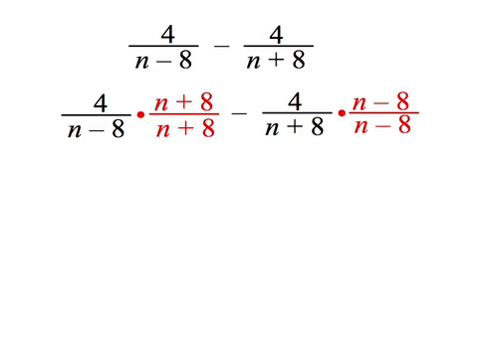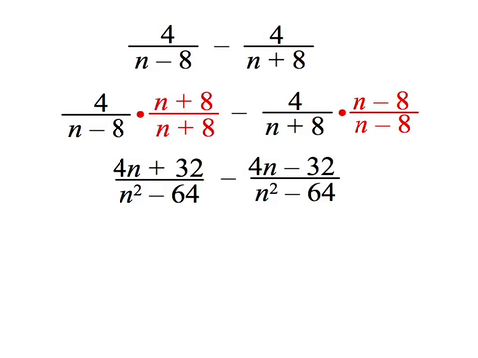The distributive property is applied. So on the first numerator, it's 4n plus 32. The second numerator, 4n minus 32. We realize that when we multiply those two factors together, they become a difference of squares, n squared minus 64. Don't forget to bring down the subtraction symbol.